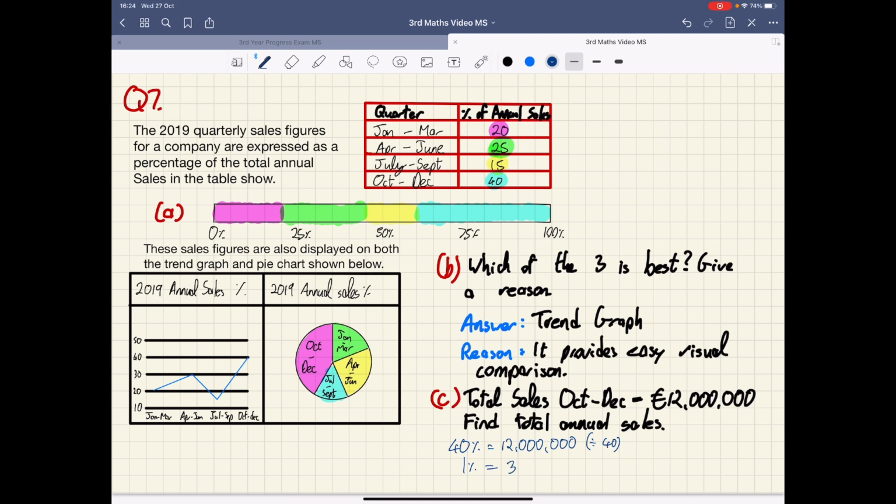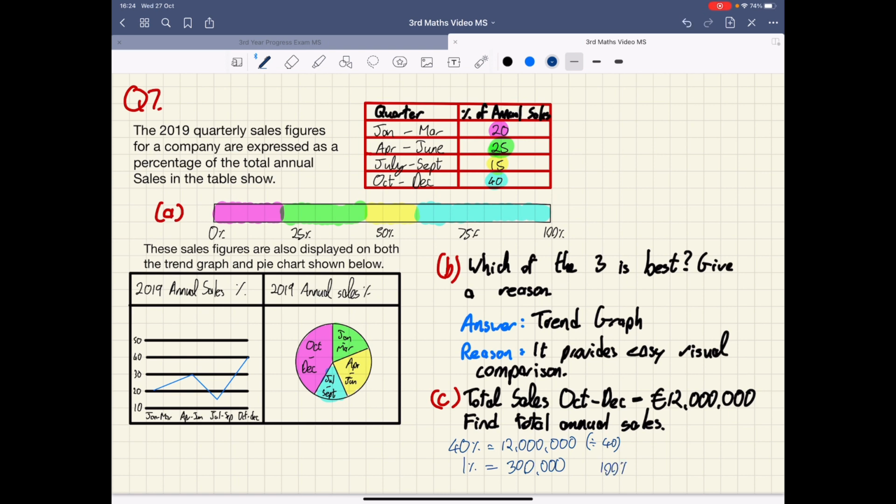Which will give you, is it 300,000 or 30,000? Let me think, 300, yeah, it'd be 300,000. Shoot, I have to double check. Wasn't ready for this. So 12 million divided by 40 is 300,000. Yes, we are right.